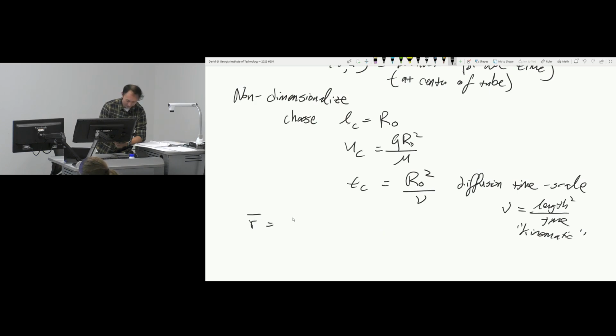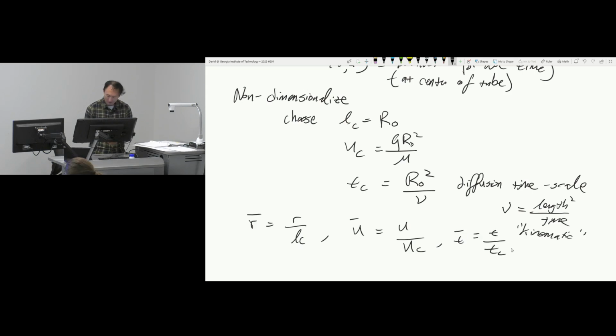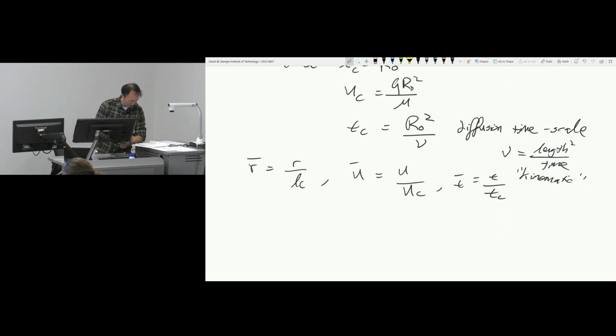Just for kicks, let's not use the star. Let's use the bars. We're allowed to have fun in this class. I give you guys permission to have fun. So u bar, divided by these three scales. Sorry, let me not skip steps, it's really confusing people. We'll call this LC, and t bar is equal to t over TC. All right, and substituting all that into what I have up there.